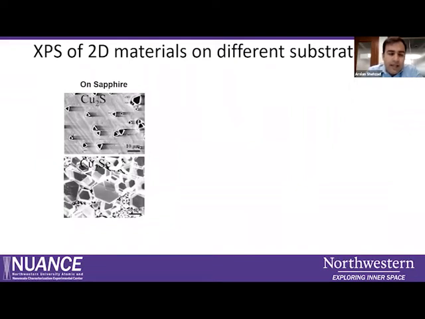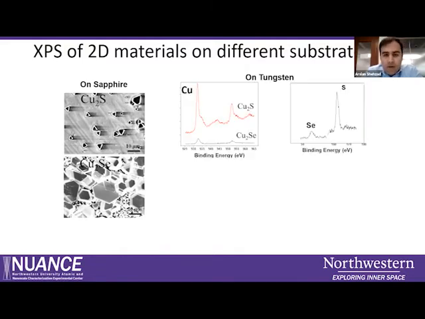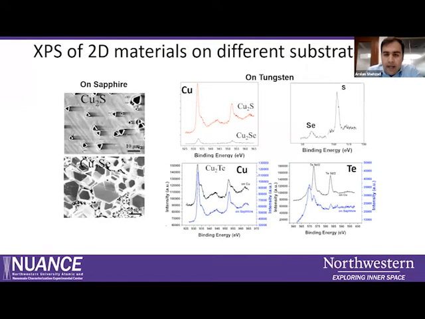For example, in this case, we have grown some copper disulfide, and then copper sulfide, and then copper selenide, and also copper telluride. And you can see on tungsten, you can clearly pick up copper and selenium peaks. Similarly for the case of copper tellurium, you can look into the elemental analysis. So you can definitely pick up copper and also tellurium, not only on copper sulfur, but also on the sapphire in here. So just to give an idea, the technique is very robust and can be picked up on any other stuff.